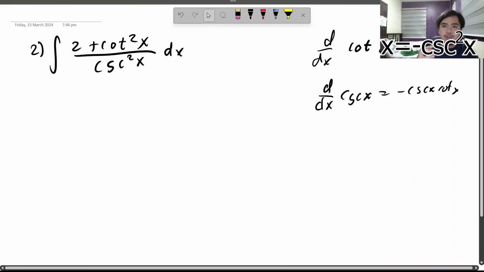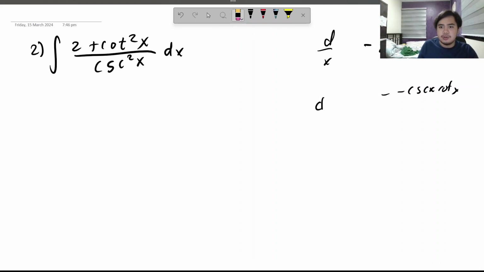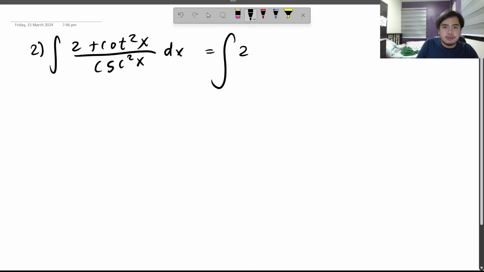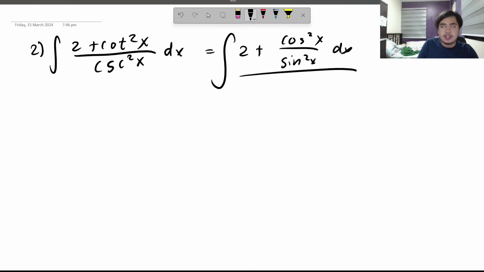So we could use again the sine trick earlier, which is to make everything into a sine and cosine thing. So here's what we're going to do. What we're going to do is to turn cotangent into, in terms of sine and cosine. Cotangent is cosine over sine, so this is going to be cosine squared x over sine squared x dx, over cosecant is 1 over sine, so this would be 1 over sine squared x.